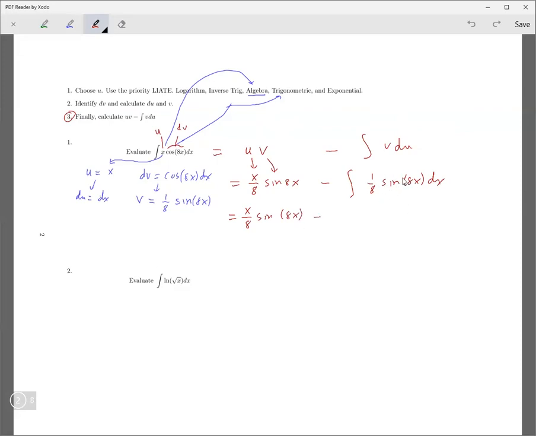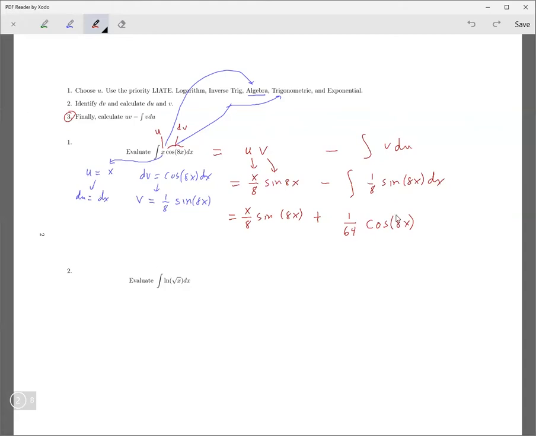Okay, now here, the integral is going to have a cosine 8x in there. If you take the derivative of cosine 8x, you're going to get negative sine of 8x. So we will change that to a plus so that when we take the derivative, we'll get negative. But then you'll have another 8 coming out, so we'll have to divide by 64 to counter that.